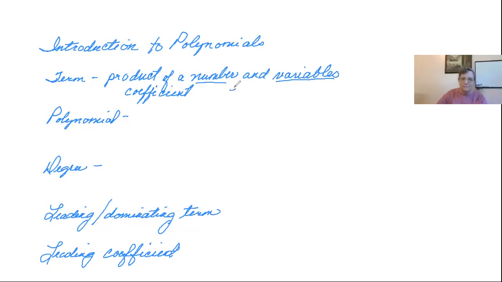Like 5. 5 is a constant term. Most terms do have one or more variables. They always have a coefficient. So if you see something like x squared y, the coefficient of this is basically 1 times x times x times y. So it actually has 3 variables in there.